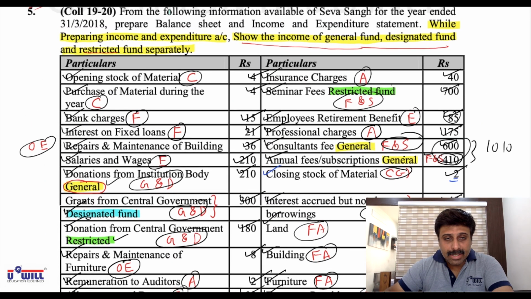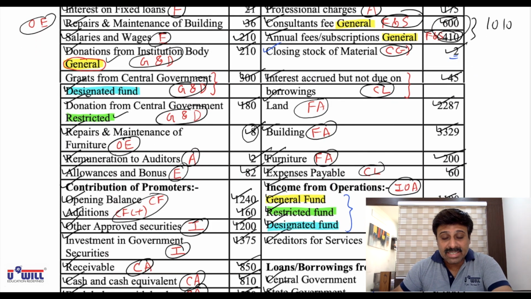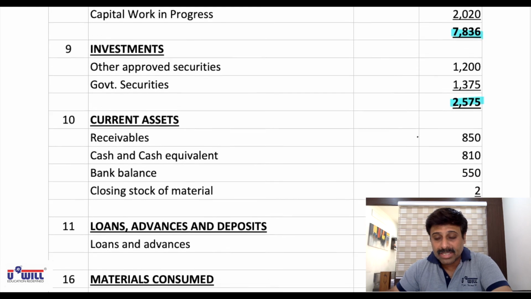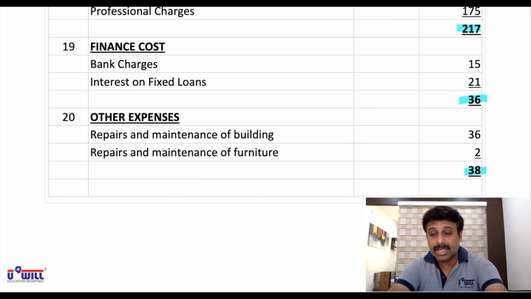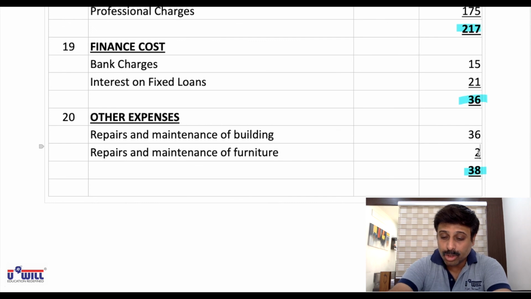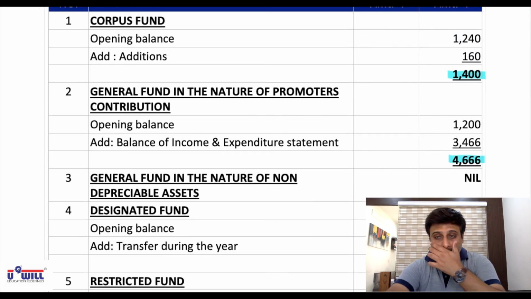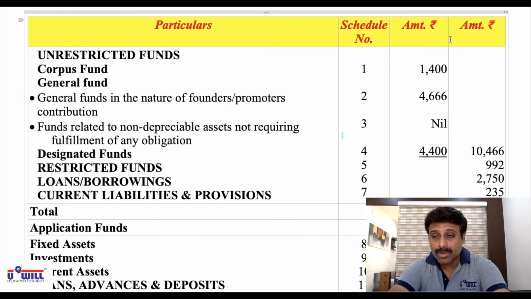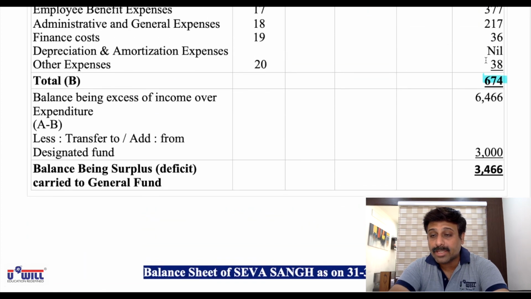Okay, there is a minor correction over here. Repairs and maintenance of furniture is 8 rupees and I think we have taken 2 rupees. So we'll have to correct it. Repairs and maintenance of furniture will be 8 rupees and not 2. So 36 plus 8 will become 44. In other expenses we'll take 44, instead of 38, in the income and expenditure statement.